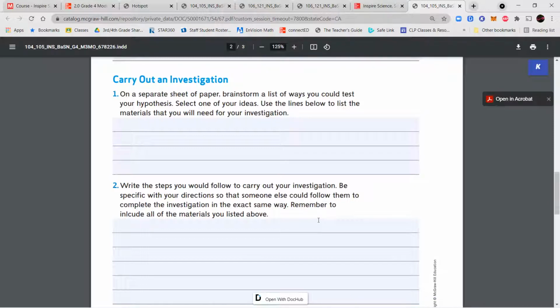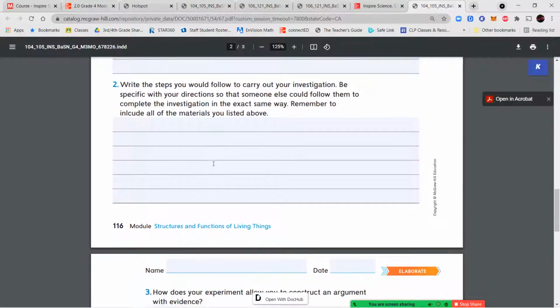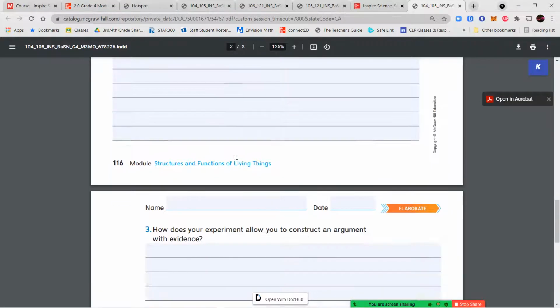Pick one of your ideas and use complete sentences to write down the list of materials that you would need for your experiment on the lines under number 1. For number 2, you're going to write down the steps of how you're going to carry out this experiment. Remember to include all of the materials that you need and how you're going to use them.